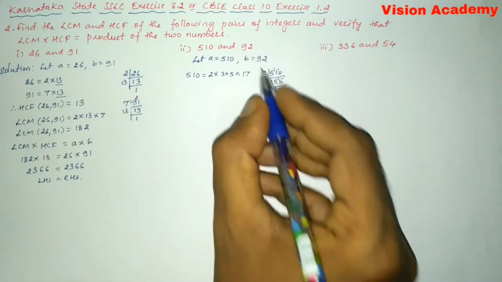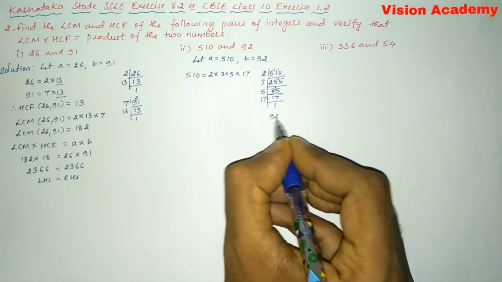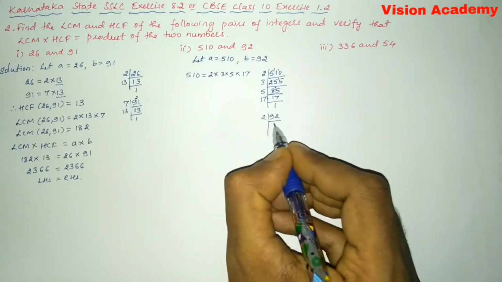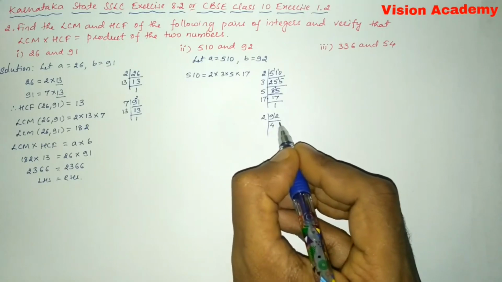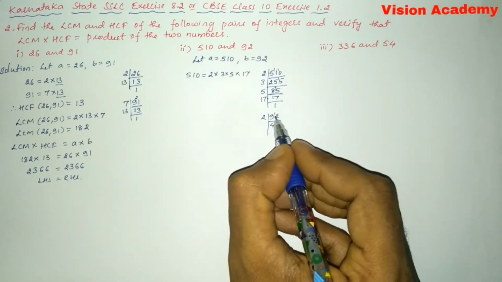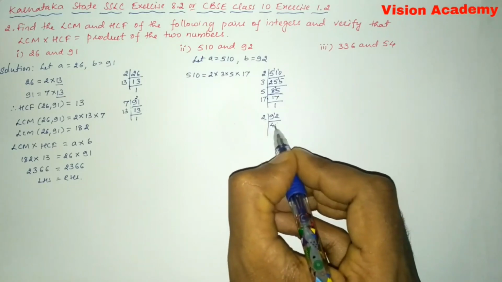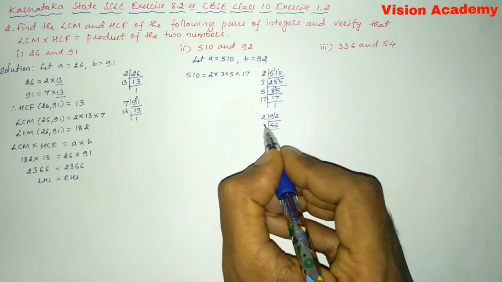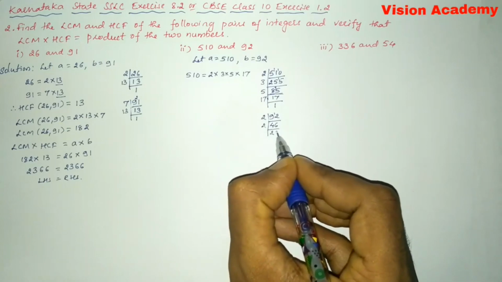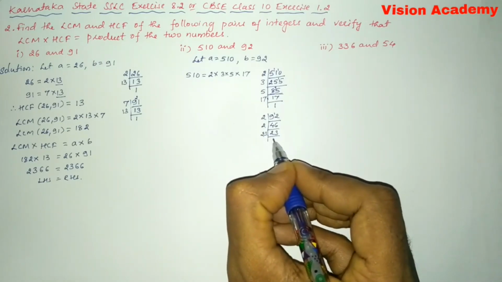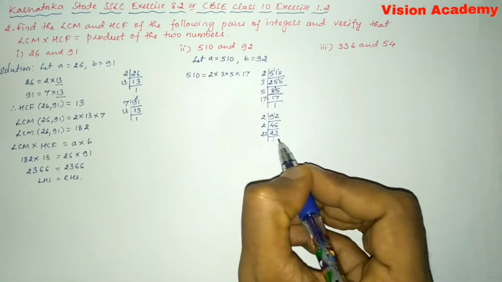Now let us move on to 92. Here 92 will be divided by 2. So 2 4s are 8, 1 is the remainder, so it will become 12. So 2 6s are 12. Again divide this one by 2. So 2 2s are 4, 2 3s are 6. Here 23 is the prime factor which will get divided by itself, that is 23 1s are 23.